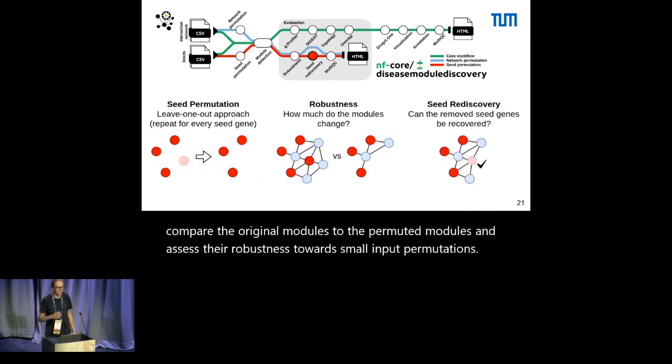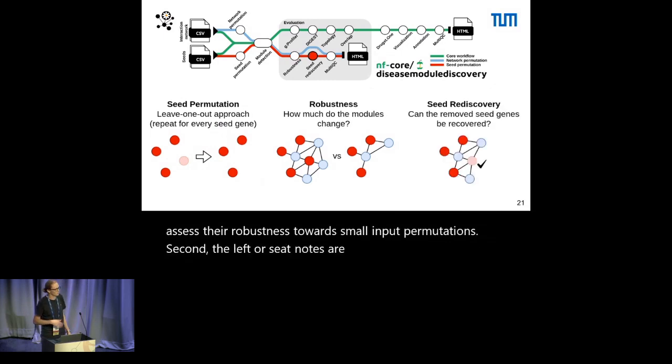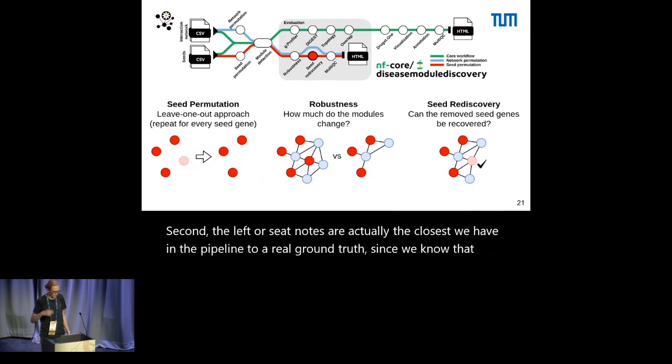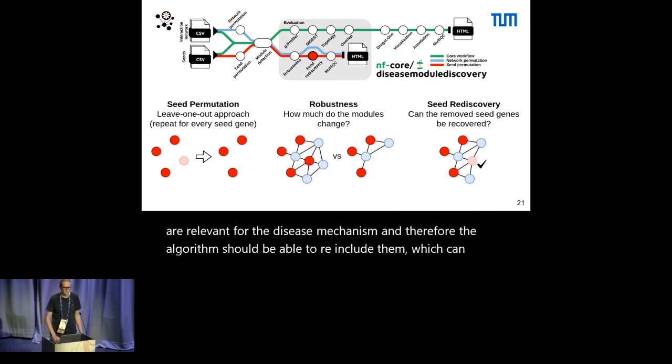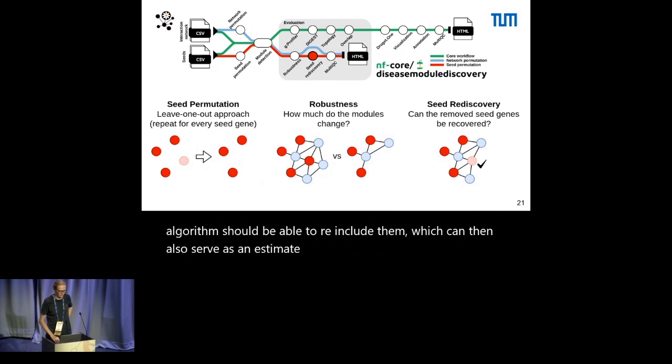Second, the left-out seed nodes are actually the closest we have in the pipeline to a real ground truth, since we know that they are relevant for the disease mechanism, and therefore the algorithm should be able to re-include them, which can then also serve as an estimate of the algorithm's ability to include additional disease-associated nodes.